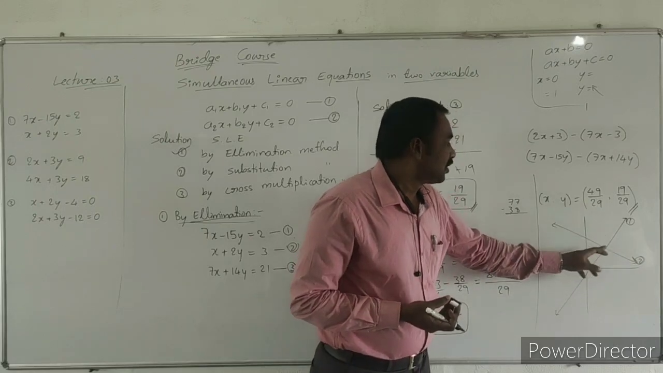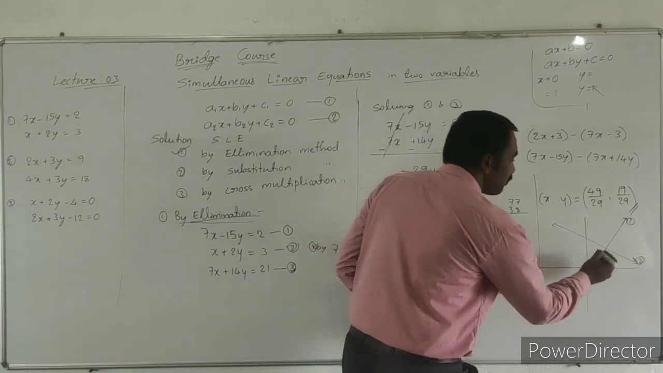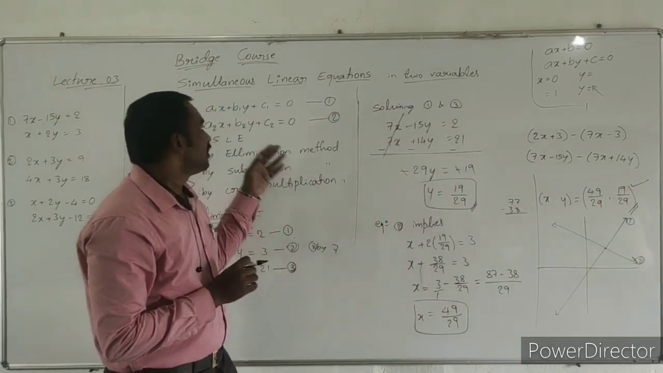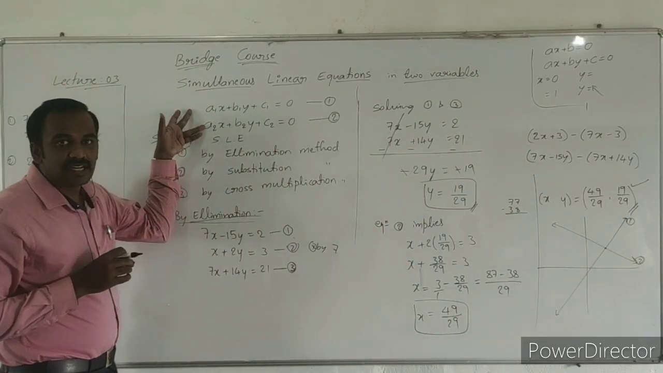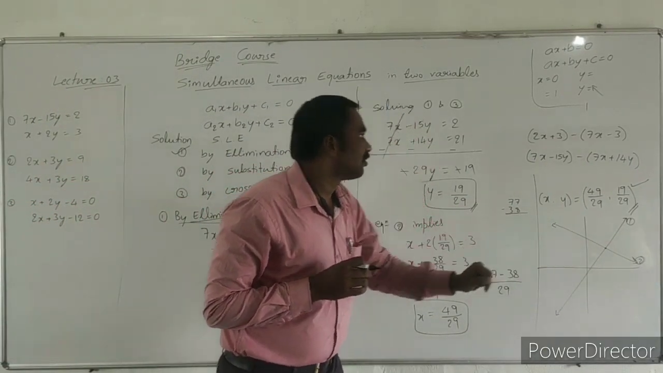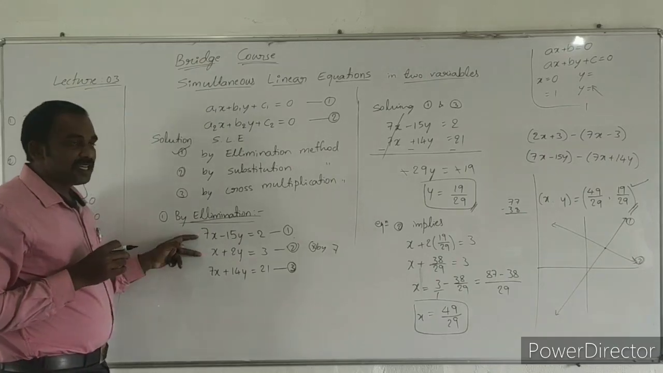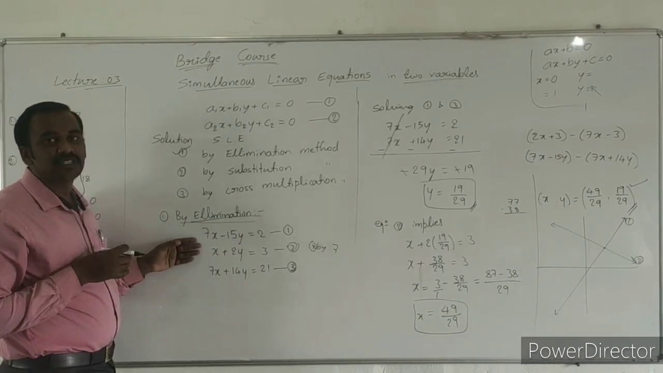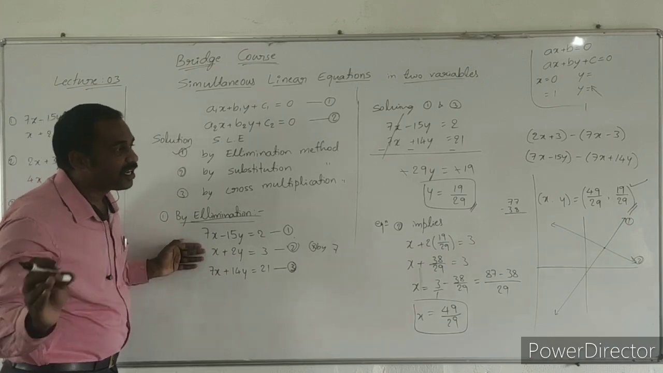So here the point of intersection is said to be the solution of the simultaneous linear equations. Geometrically, the point of intersection of the lines is the solution of the simultaneous linear equations.